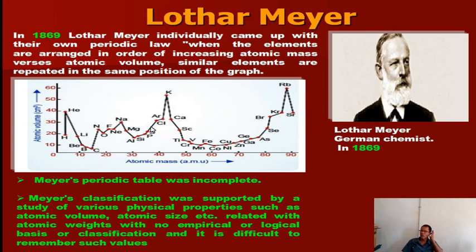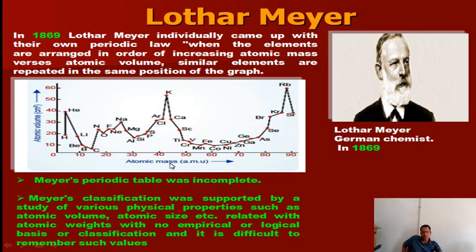So this is called Lothar Meyer periodic law, and he selected atomic weight as the periodic property of the elements versus atomic volume, atomic size. Okay. Now, what are the drawbacks?